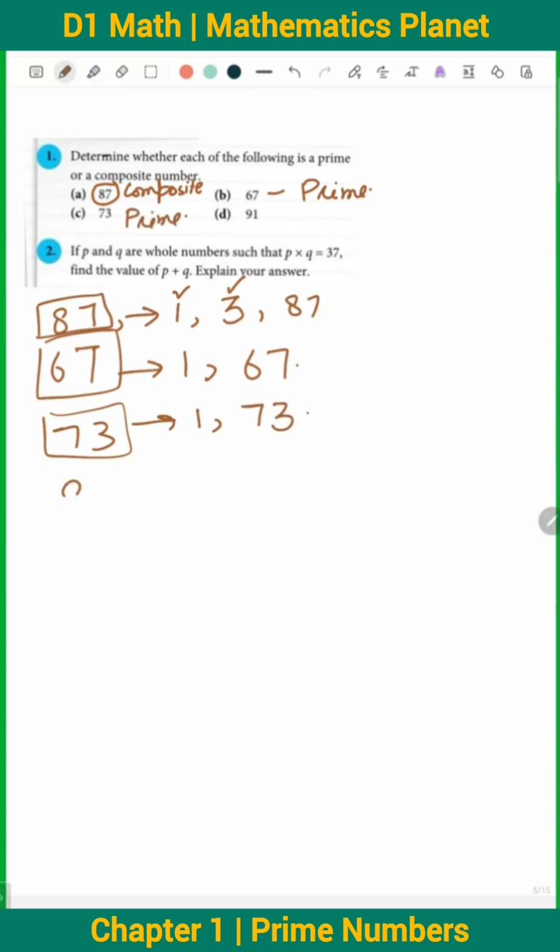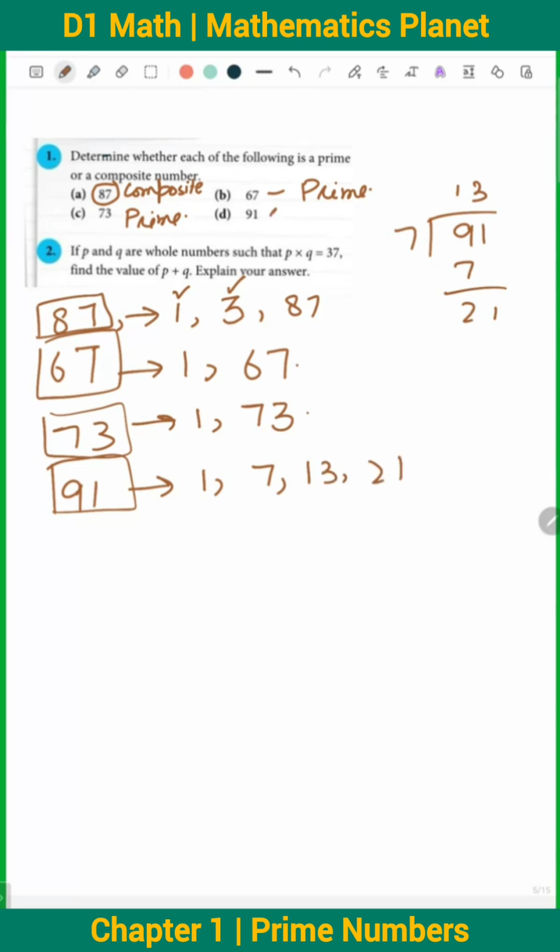Okay, 91. It is a composite number. Why? Because it is divisible by 7. 7 times 13 is 91. So it can be divided by 1, 7, 13, and 91. So it is composite.